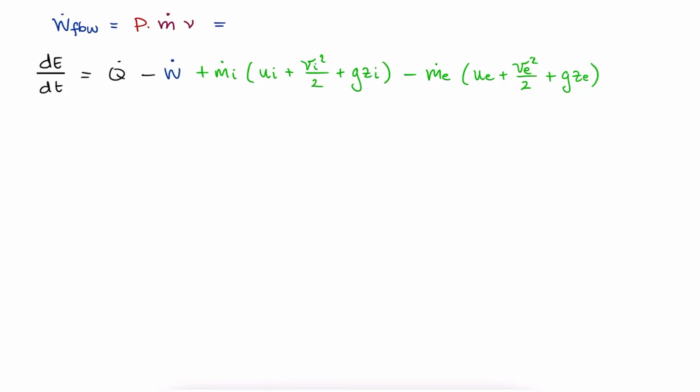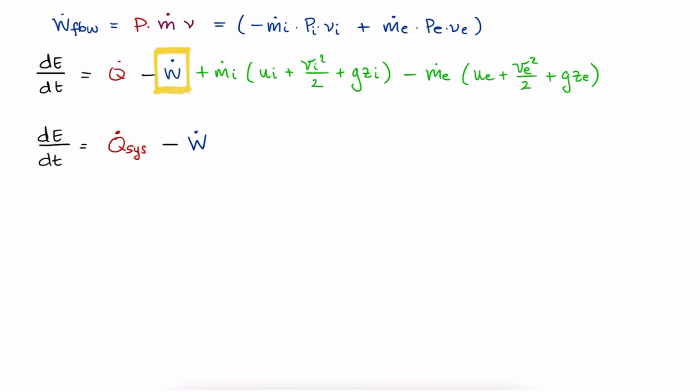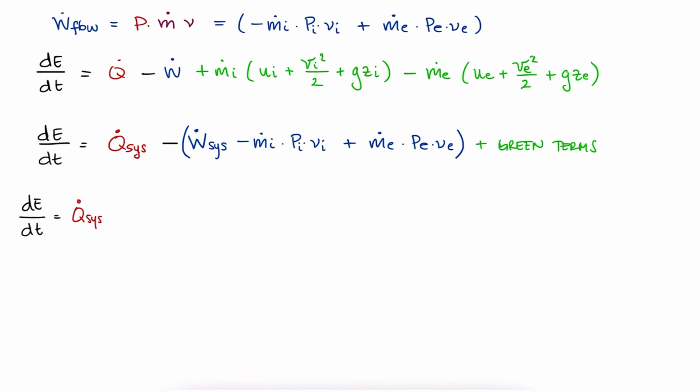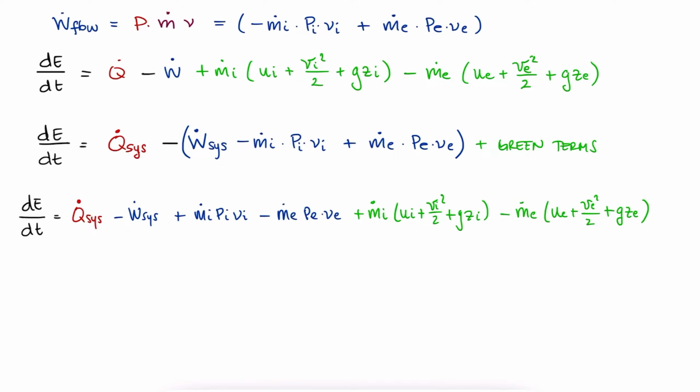Going back to our main equation and substituting the flow work with these, we can write q dot as q dot system, because that's all the heat transfer we have, and we can split the w dot term into the w dot system, shaft, paddles, boundary work, etc., plus these two terms associated with the mass flow. Distributing the negative sign, we now see a much more detailed version of the conservation of energy equation for our control volume of an open system.